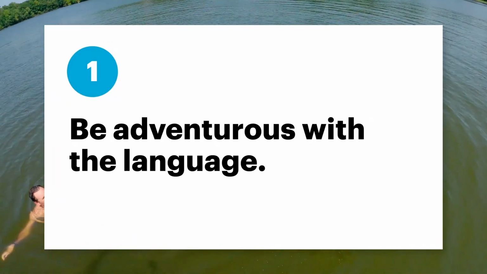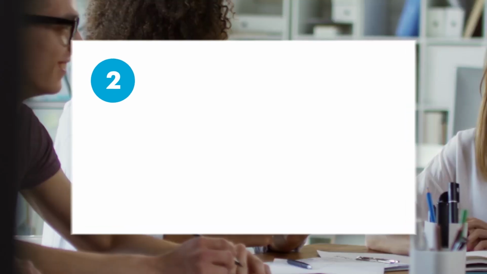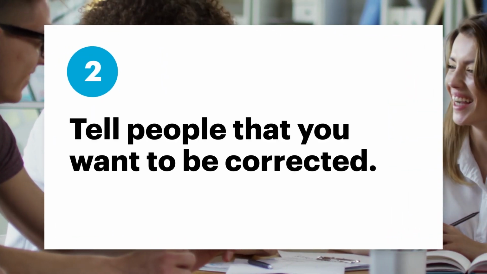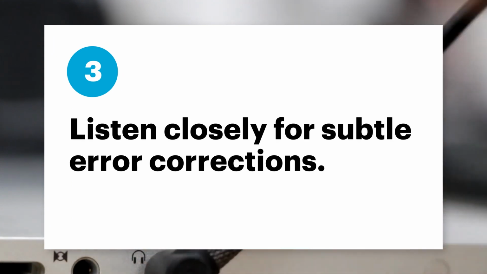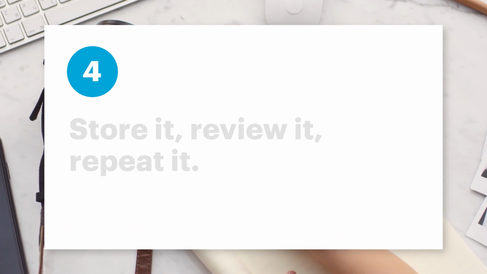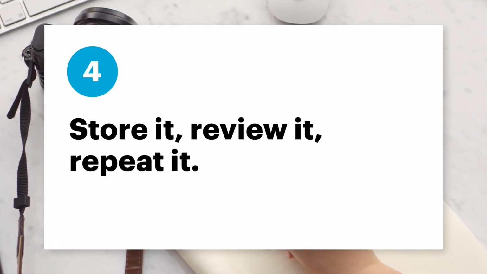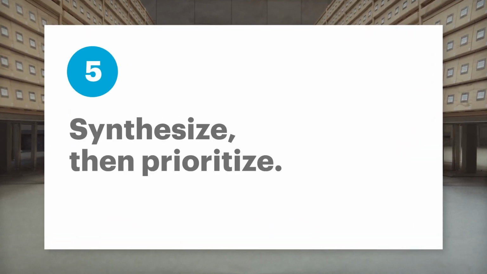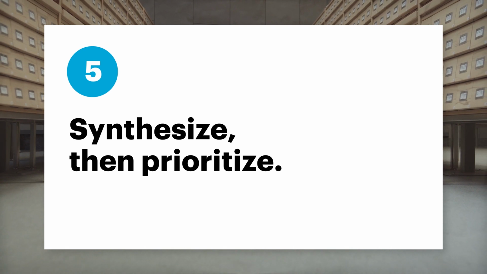Now you have the 5 tips, my 5 favorite tips for how to make better use of corrective feedback on your language learning journey. So let's review them one more time. Tip number 1, be adventurous in the language, make mistakes. Tip number 2, tell people that you want to be corrected. Tip number 3, listen closely for those subtle error corrections. That's the recasting part. Tip number 4, store it, review it, repeat it. And tip number 5 is synthesize and then prioritize.